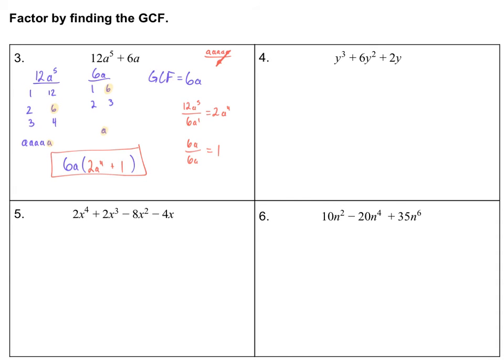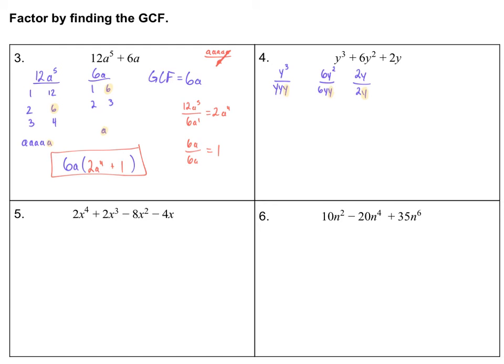So if we jump over to number 4, now I have y cubed, 6y squared, and 2y. The y cubed doesn't have a coefficient, so I know my GCF is only going to be a variable. The y cubed has 3 y's, y times y times y, 6y squared is 6 times y, and 2y is obviously 2 times y. So what do they have in common? Well, just a single y.